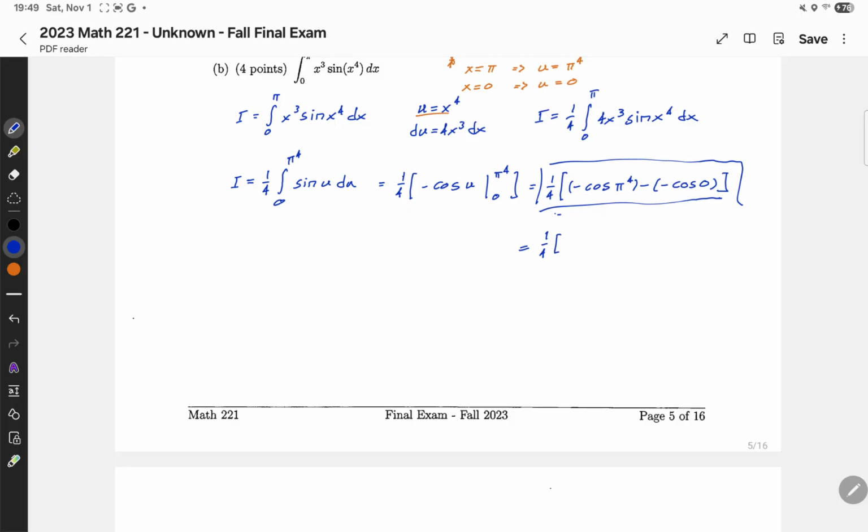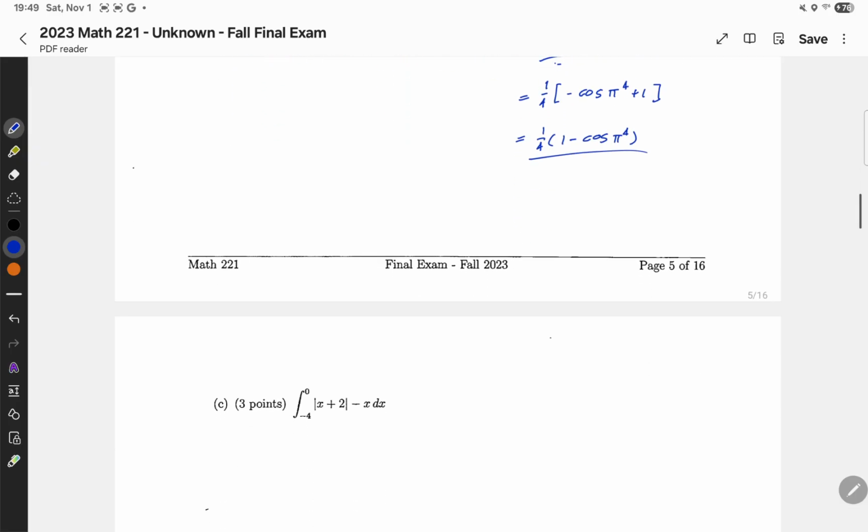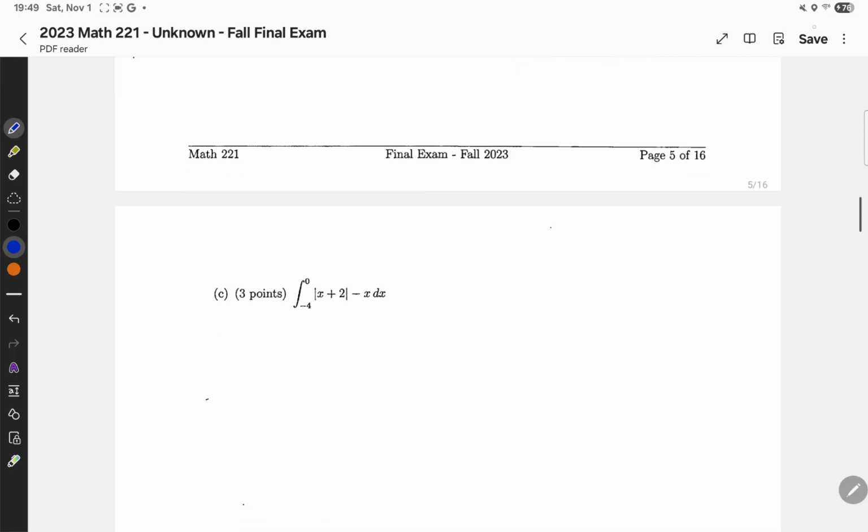We're going to have 1/4 of minus cosine pi to the 4th. Cosine of 0 is 1, and since we're subtracting a negative, this is going to be plus 1. And this gives us 1/4 times 1 minus cosine pi to the 4th. And this is probably the most simplified you'll get. All right, moving on, part C.